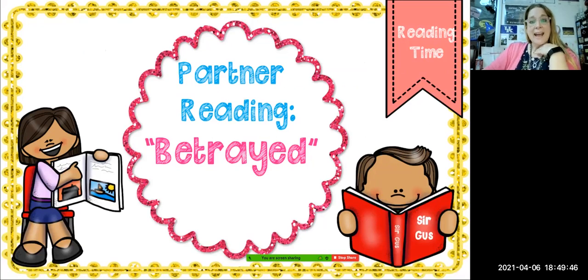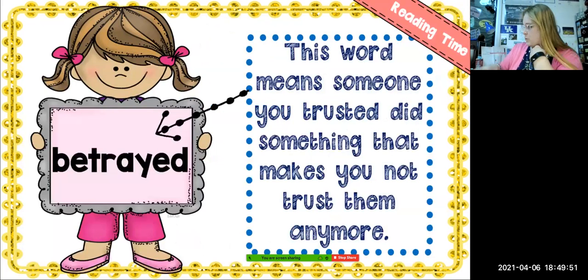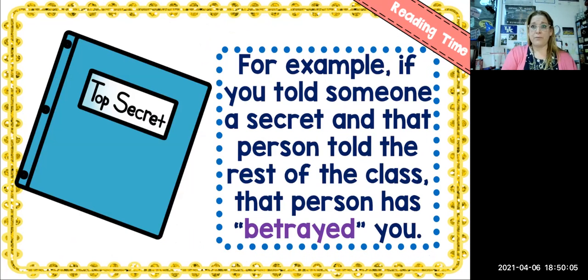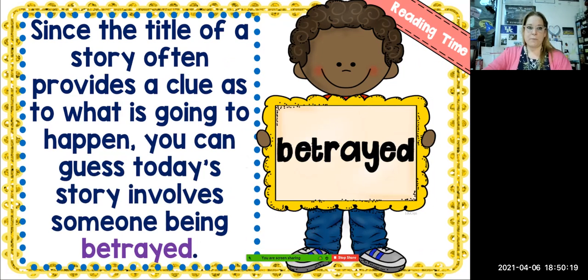All right, so we are at our story for today. It is called Betrayed. Betrayed is the title of the story for today. So the word betrayed means that someone you trusted did something that makes you not trust them anymore. For example, what if you told somebody a secret and that person then went around and told the rest of the class? That person betrayed you. They told your secret. So you don't trust them anymore.